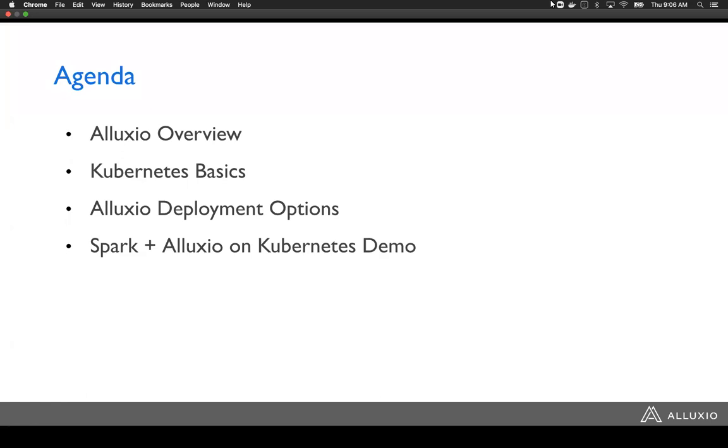So here's the agenda for today. I'll start with a quick introduction of Luxio for those who don't know about it. Then I'll move on to describing some fundamental Kubernetes concepts, which I'll use in the rest of the presentation. Then I'll talk about different deployment options and use cases for Luxio on Kubernetes. And I'll end it all with a demo of Spark and Luxio running in Kubernetes.